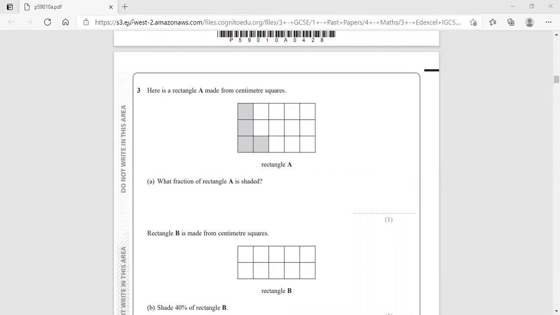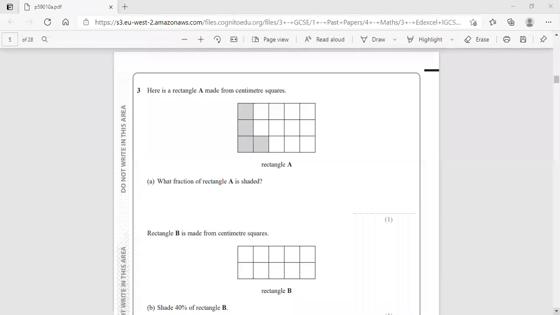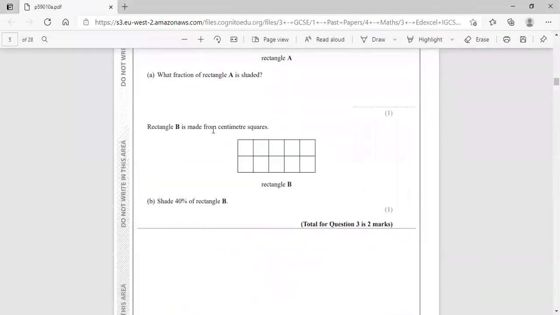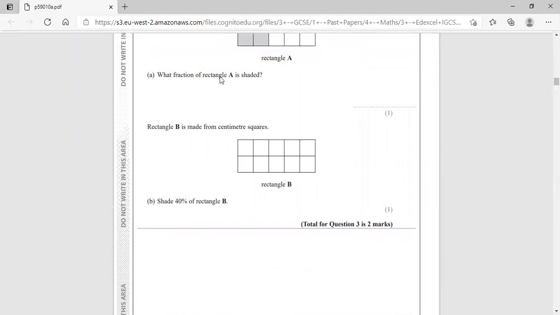Okay, so now let us move on to the next part. Rectangle B is made from centimeter squares. Shade 40% of the rectangle. So to do this, what we need to do is count how many squares are overall. So it's 1, 2, 3, 4, 5, 6, 7, 8, 9, 10. 10. What is 40% of 10?